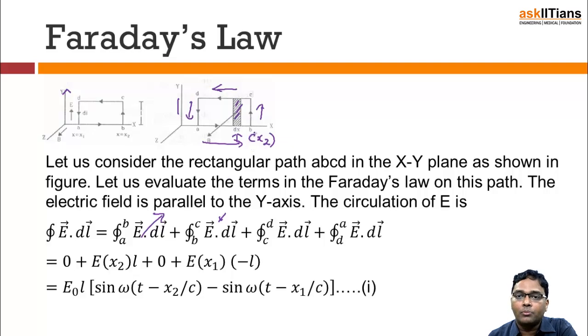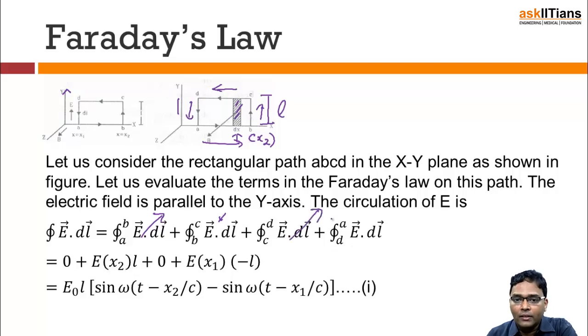The electric field is going to be a function of this particular distance. So E is going to be a function of x2 into the length. So if I say this length is equal to L. Going further from C to D, again, since the electric field is oscillating along the y-axis, the circulation is perpendicular to it, so this does not yield anything.